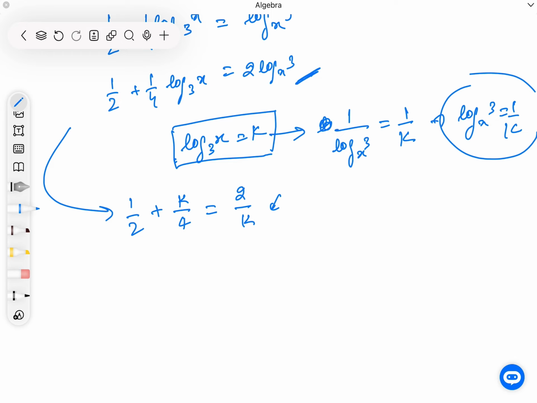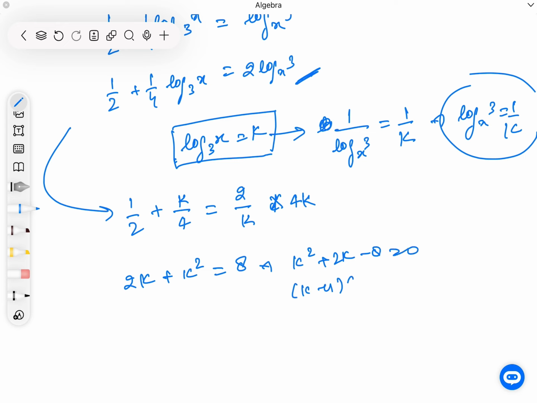So let's multiply k throughout, and this with 8. Let's multiply 4k everywhere, on this whole equation. You can take the LCM and do all of that, but I'm just going to multiply 4k in the whole equation. So this would be 2k, this would be k square, and this would be 8. So basically k square plus 2k minus 8 equals 0.